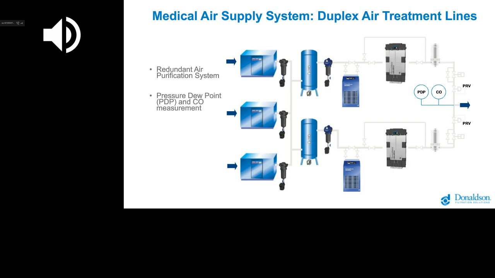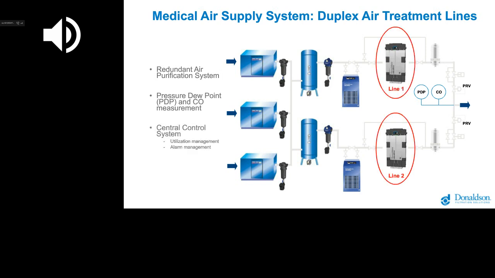Also, usually there is a measurement of the oxygen level in the system. But especially on the pressure dew point and CO, you see immediately that something is not going correctly in the purification line. And therefore, in most applications you find a so-called central control system that has 2 main functions. First, it controls the compressor running times and also the purification line running times, so that you have equal utilization of the compressors and the purification lines.